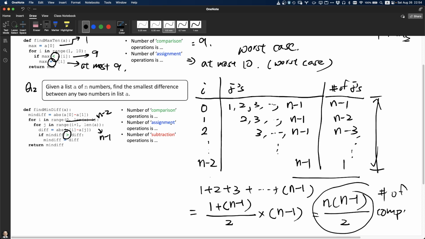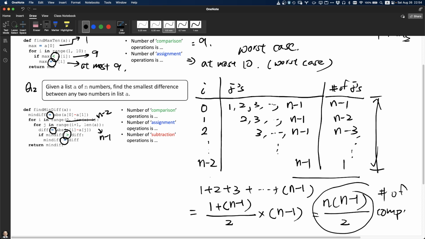So numbers of assignment will be evaluated very similarly to question 1. So you see that you have one assignment over here, you have one assignment over here, and you have one assignment that's inside here. But the second assignment here is dependent on whether or not this condition is true. So it's uncertain. But we want to evaluate the worst case scenario. So in the worst case scenario, every j will be associated with two assignment operations.